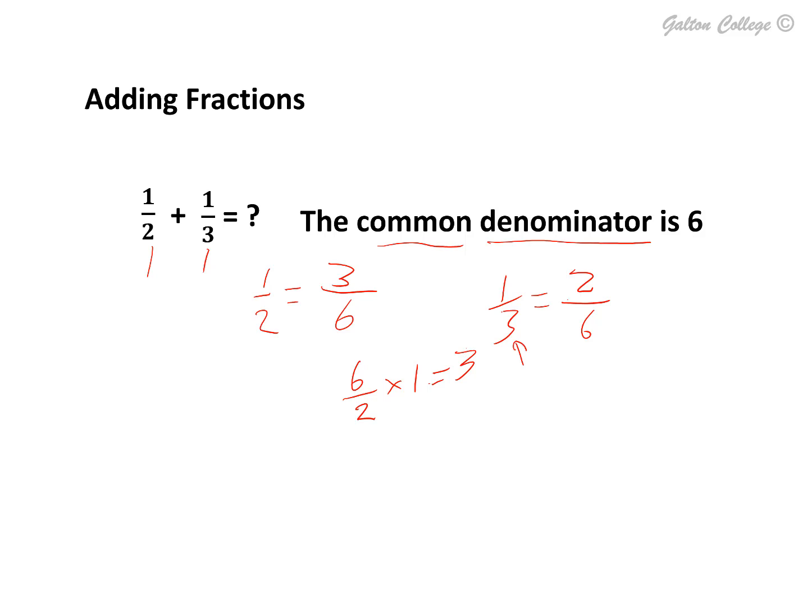2 over 6 is the same as 1/3. You can do it in reverse if you want. Let's say we started with 2 over 6. Now, what I can do here is just divide the top part by 2, that gives me 1, and divide the bottom part by 2, that gives me 3. So 2 over 6 is 1/3.